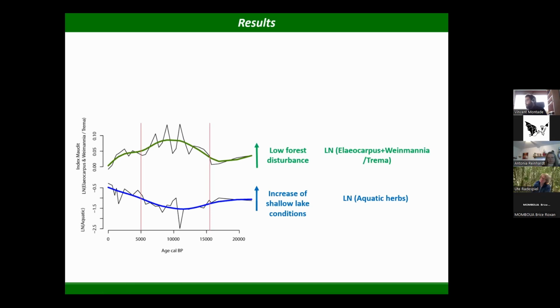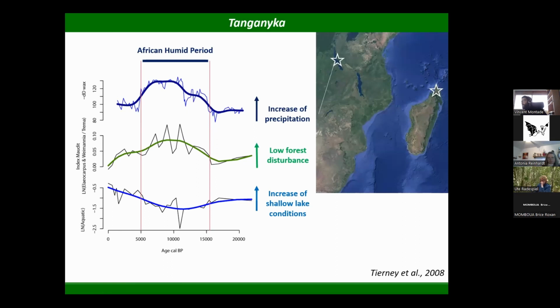So we can compare this main trend, for example, with one record which is really well known in East Africa. This is based on deuterium on leaf wax from Lake Tanganyika. It's a really good record of precipitation changes in this region.